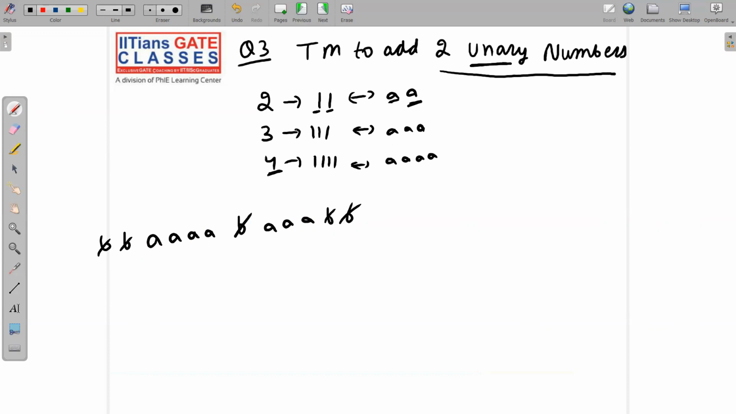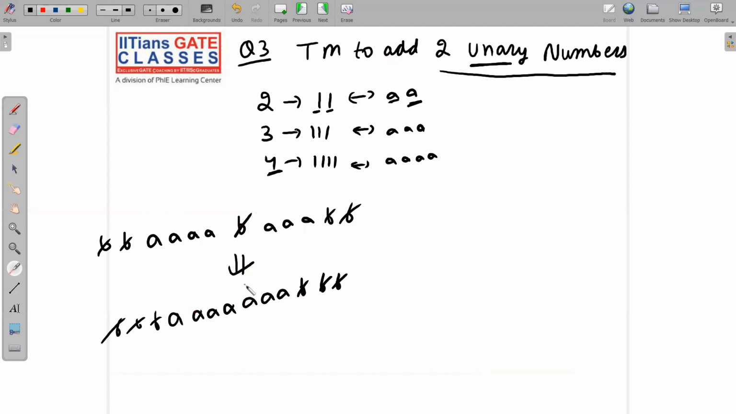Now the question is how to add these two numbers. So basically this should be your input, but what should the output be? We should have 7 A's here, and then blanks. So this is the input, 4 plus 3. The answer should be 7. This is the basic meaning of addition. 4 plus 3 is 7. So we should have 7 here.